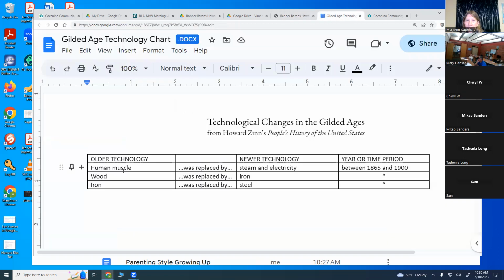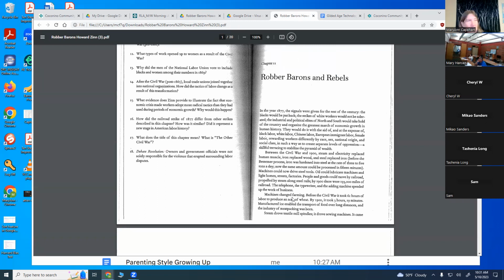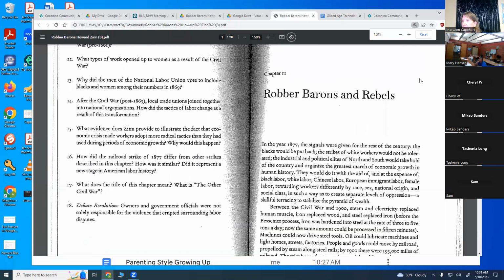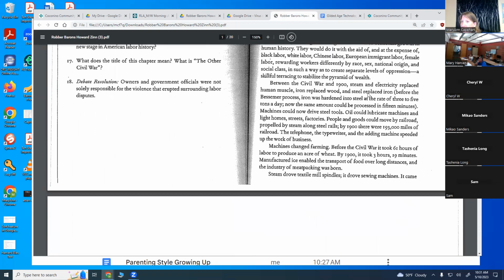So right now we have human muscle replaced by steam and electricity, and then the dates. Wood replaced by iron, and iron replaced by steel. Steel's much harder. What is after steel here? This is a little hard to read. Let me open it up a bit. Here, how about oil? It lubricates machines and lights homes, streets, and factories.